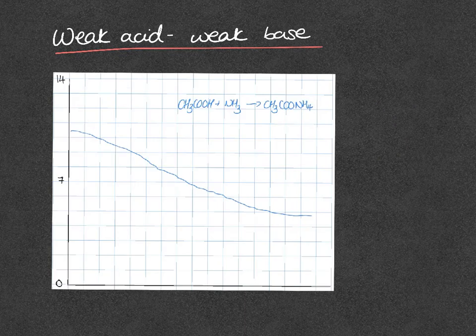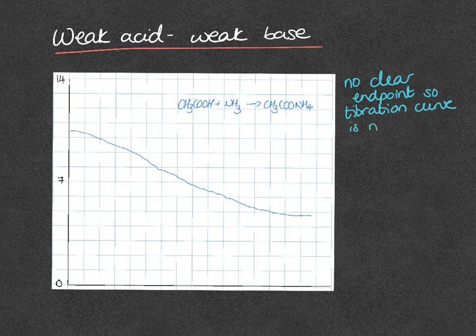Okay, final combination, weak acid, weak base. If you look at this, it's a bit of a messy curve. So there is no clear end point. So there's no clear vertical section. So a titration curve isn't used to find equivalence. Basically, you'd never be asked to do anything calculation-wise with these ones, because there's nothing that you can find. You can't find a middle point or anything like that.